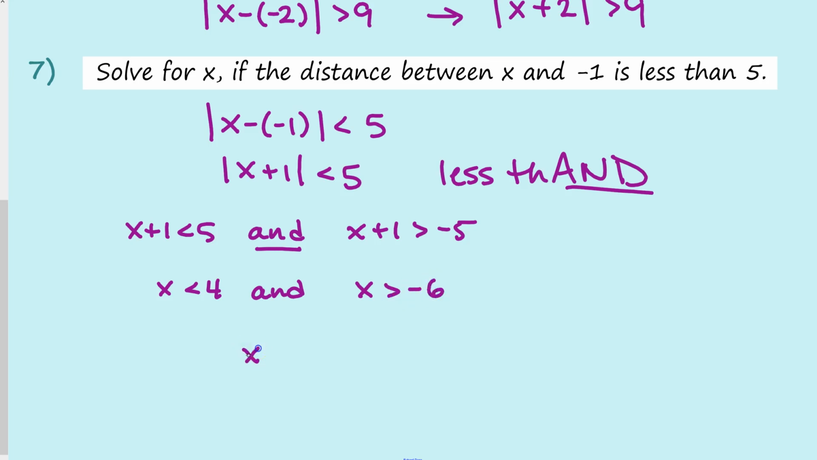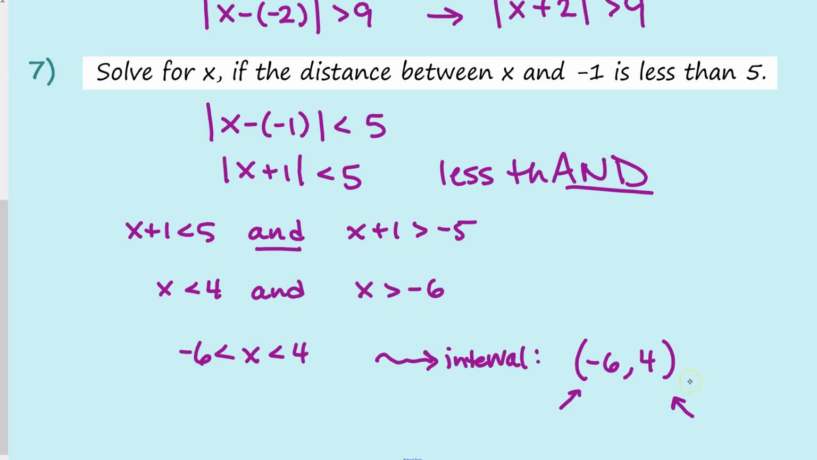We can string that together. X is between negative 6 and 4. And if we wanted to put this in interval notation, just for practice, it would be the open interval from negative 6 to 4. Open because we're not including the endpoints, so round not square, and lower number first, comma, higher number second.